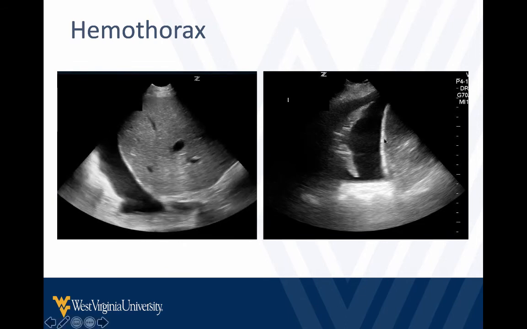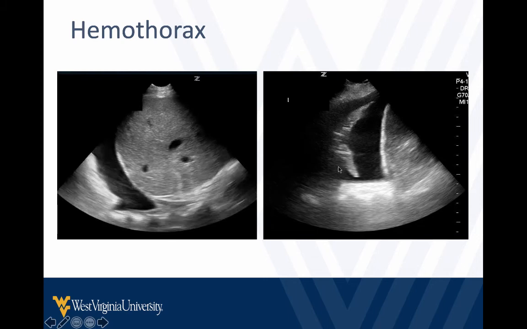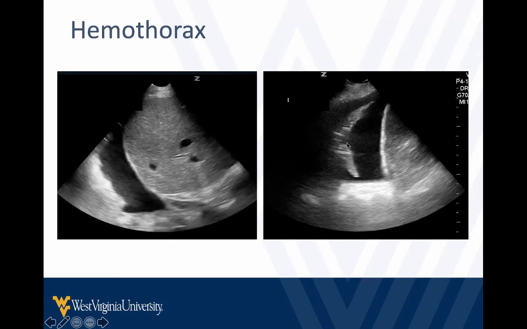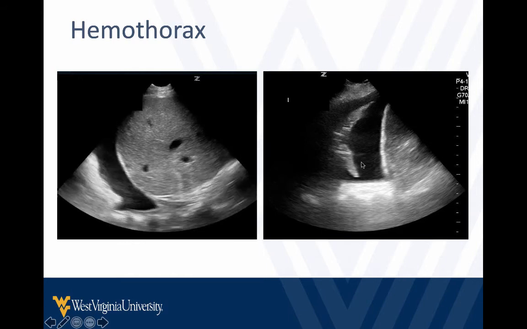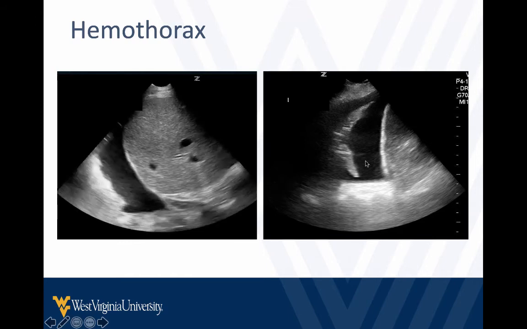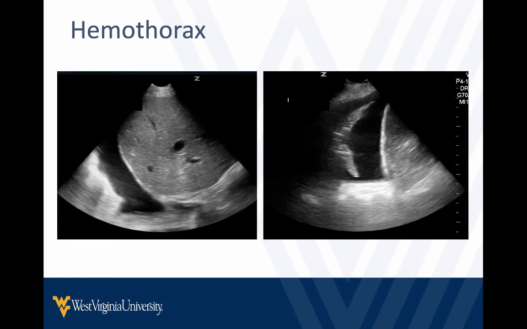Same thing on the other side. We see a diaphragm here. Remember, head's up here. This is fluid in the chest, and this is some of the lung that's compressed inside that fluid. But this is hemothorax in the setting of trauma. Now remember, this is black fluid in this case, but sometimes it may look gray.